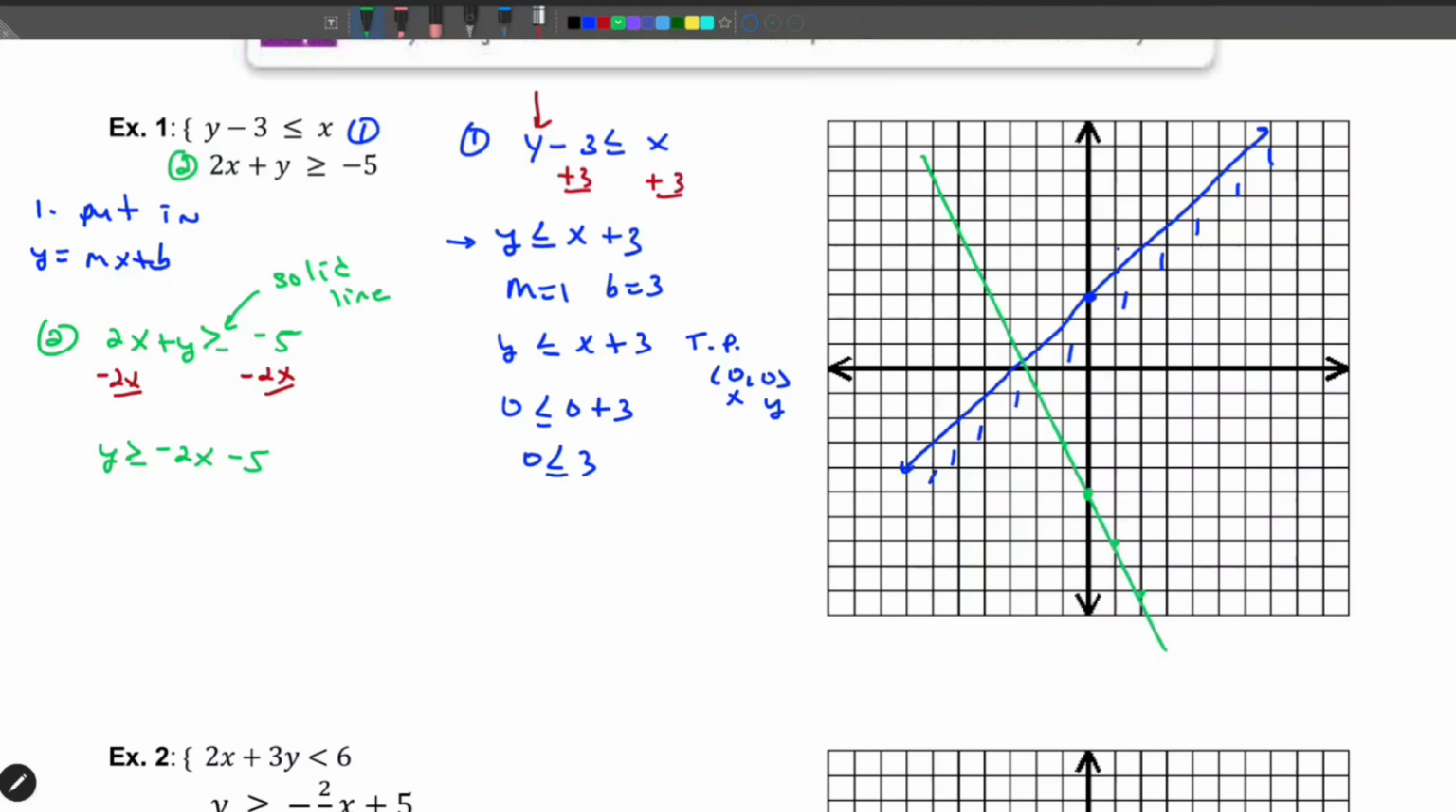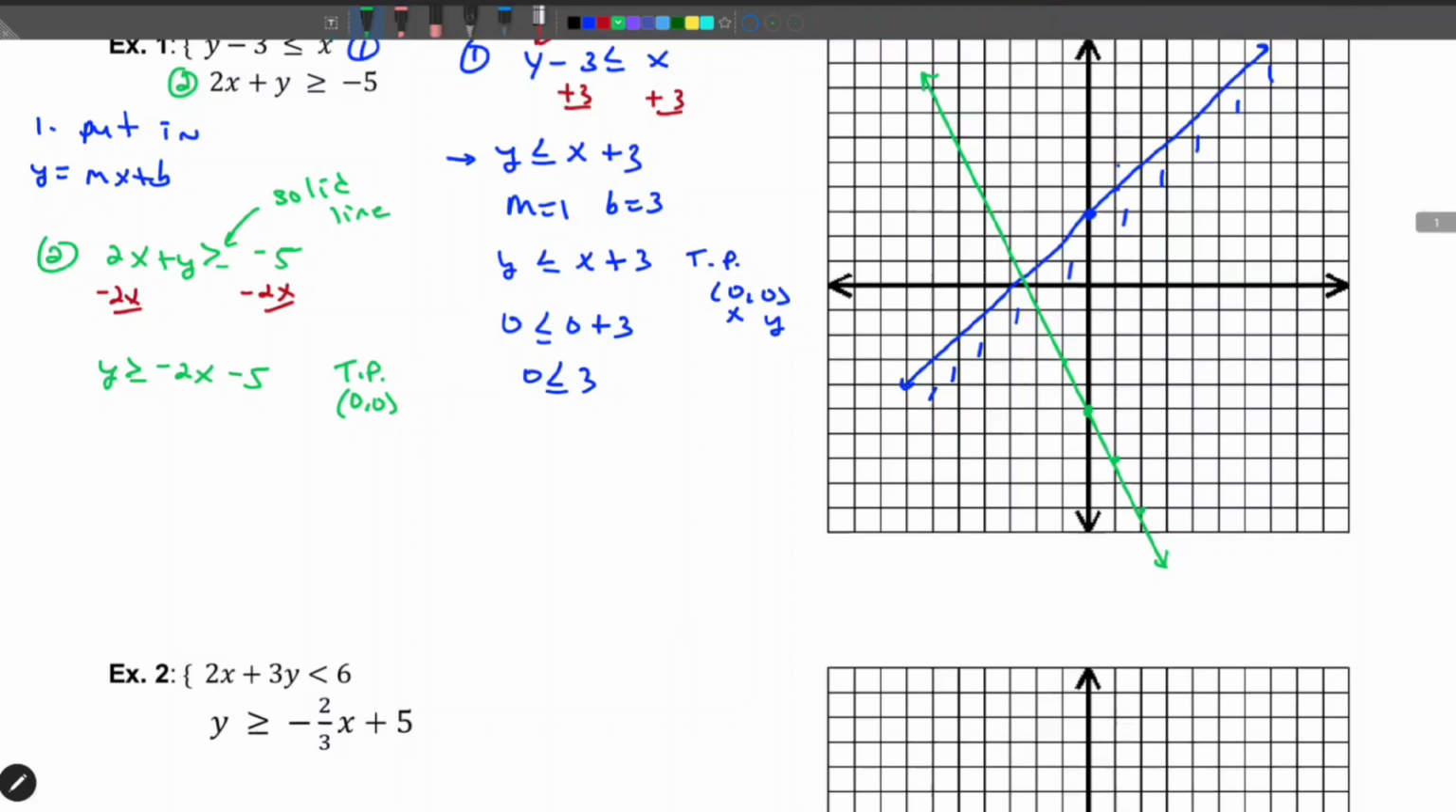So there's my line. We're trying to find really the overlapping region, right? So I'm going to do the same thing for my second equation, equation number 2. I'm going to use a test point of 0, 0. Now, if it goes through the origin, if it goes through 0, 0, you can't use 0, 0 because that won't give us any new information.